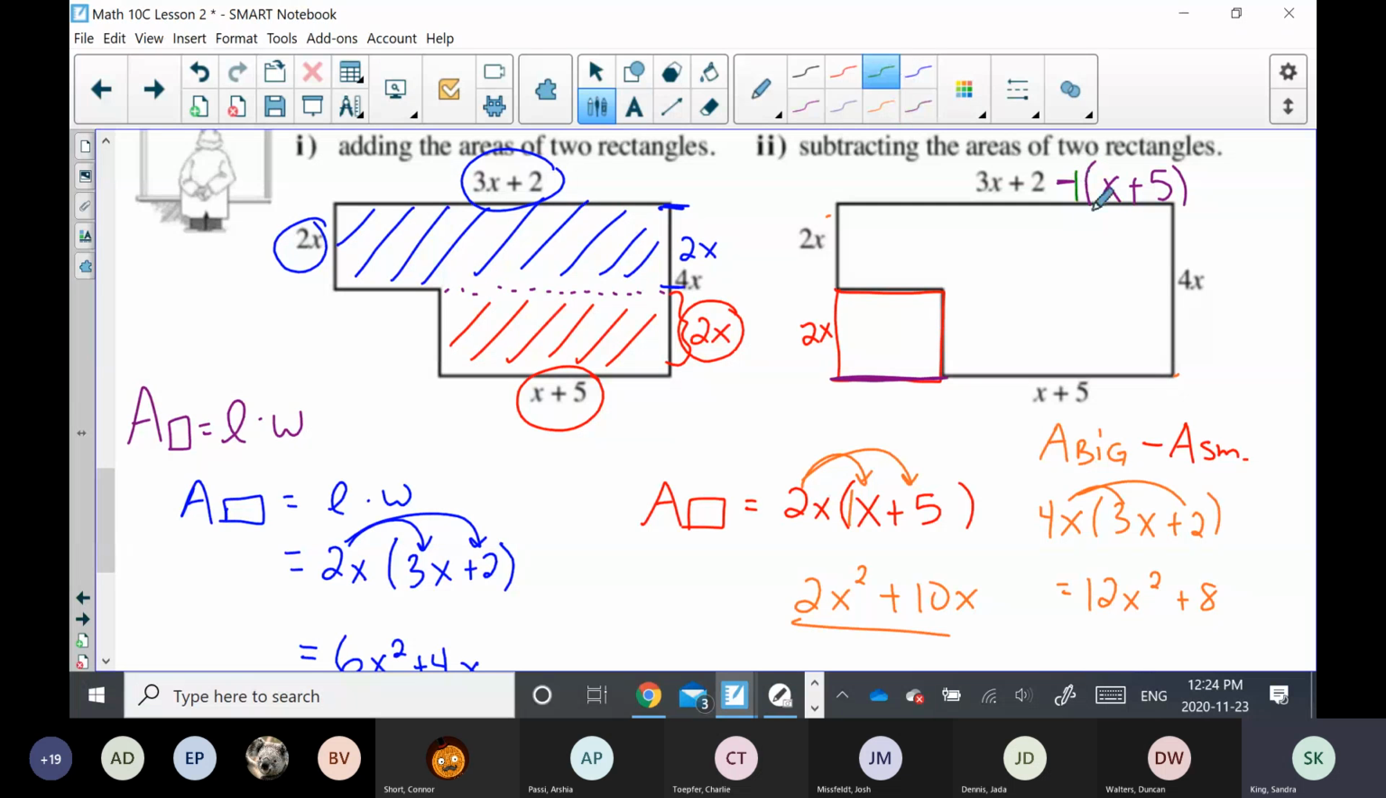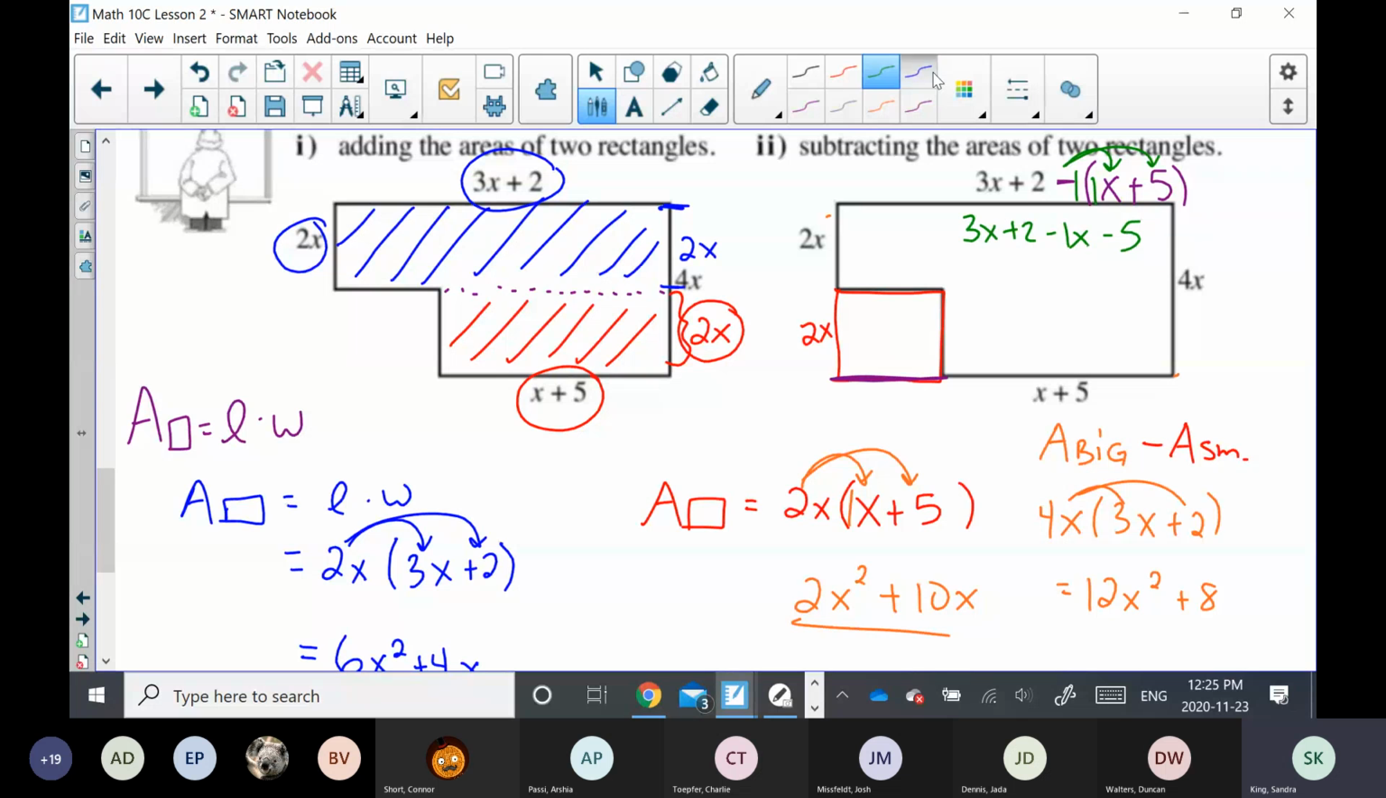This is a -1. I've got to get rid of that bracket. What do you do? Distribute it in. That -1. So what I would have is 3x plus 2, and -1 times 1x is -1x. -1 times 5 is -5.